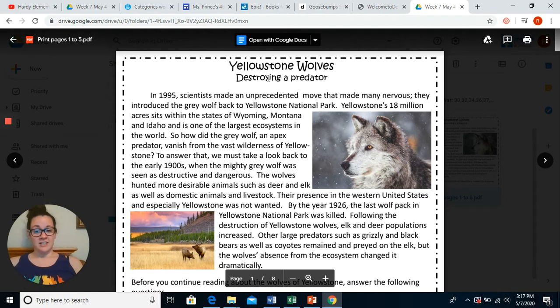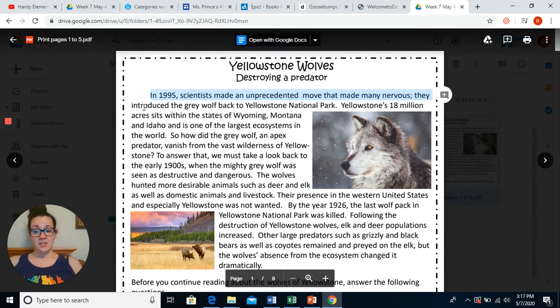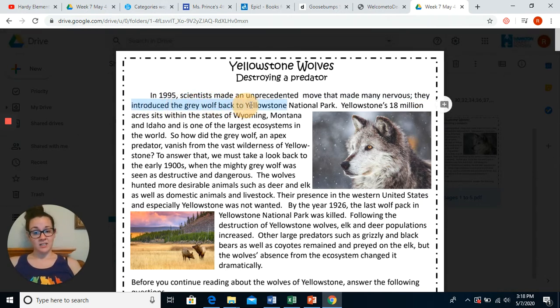All right, today we are reading Yellowstone Wolves, Destroying a Predator. Remember, a predator eats other animals. In 1995, scientists made an unprecedented, that means it had not been done before, an unprecedented move that made many nervous. They introduced the gray wolf back to Yellowstone National Park.